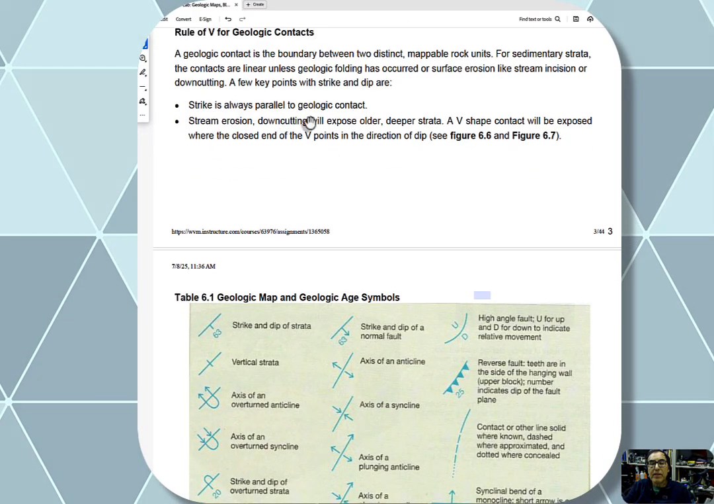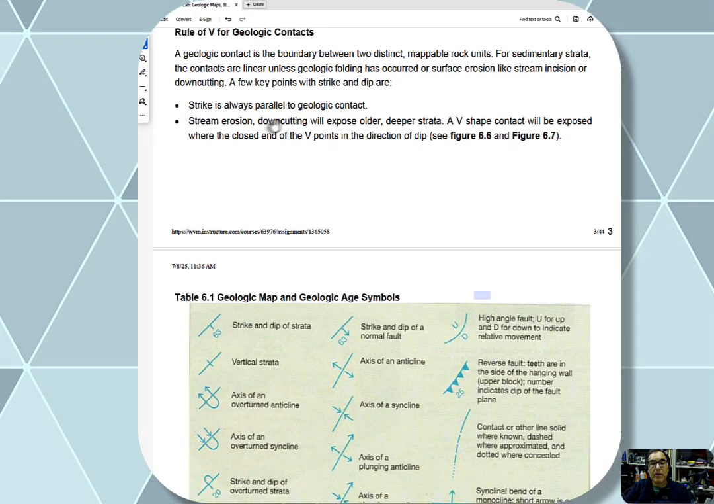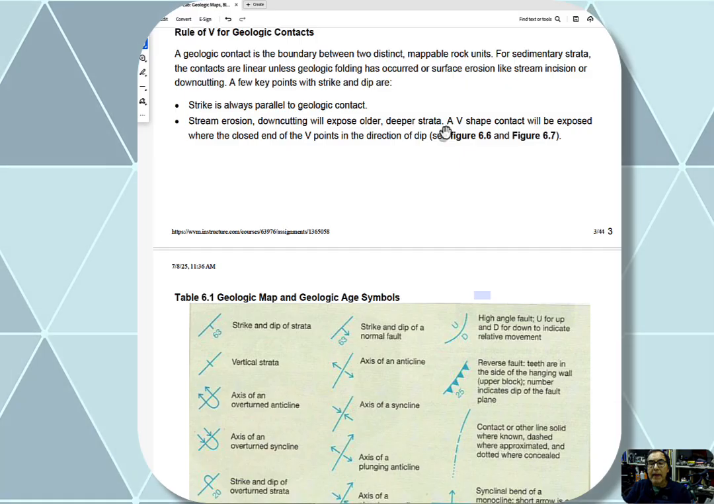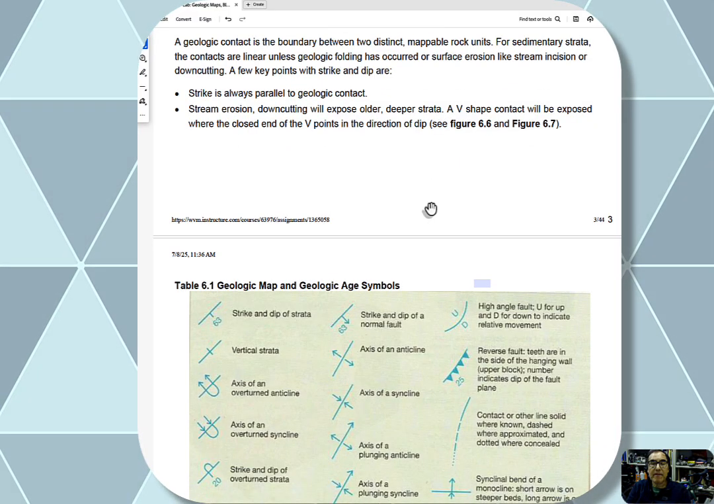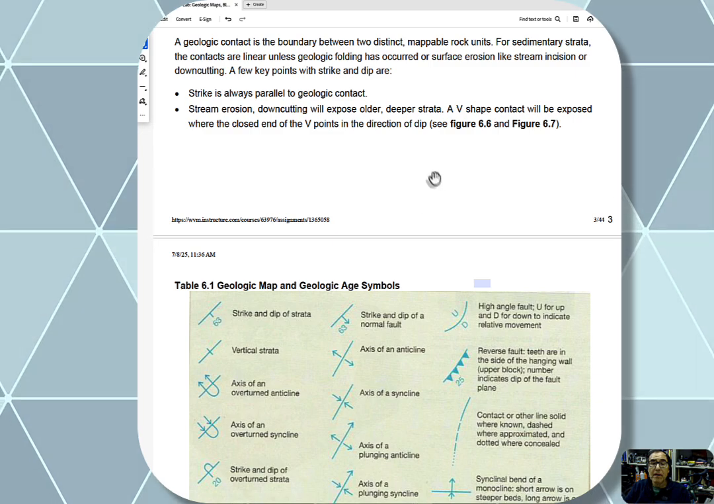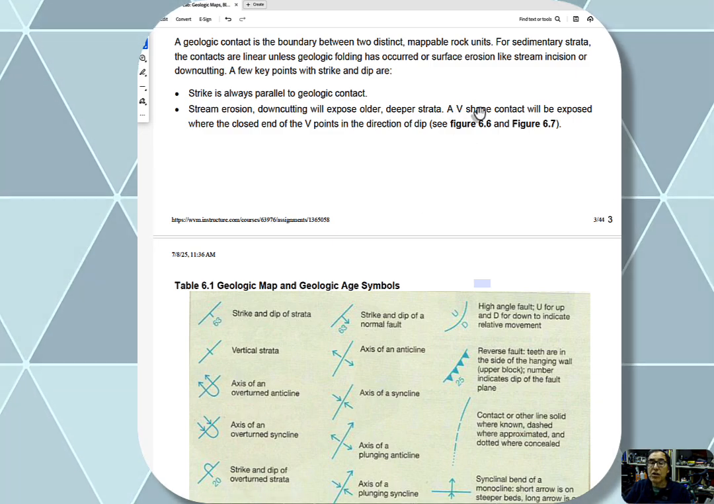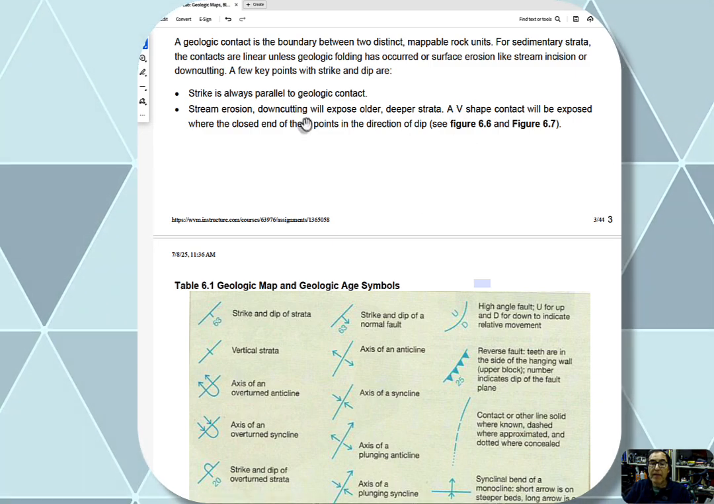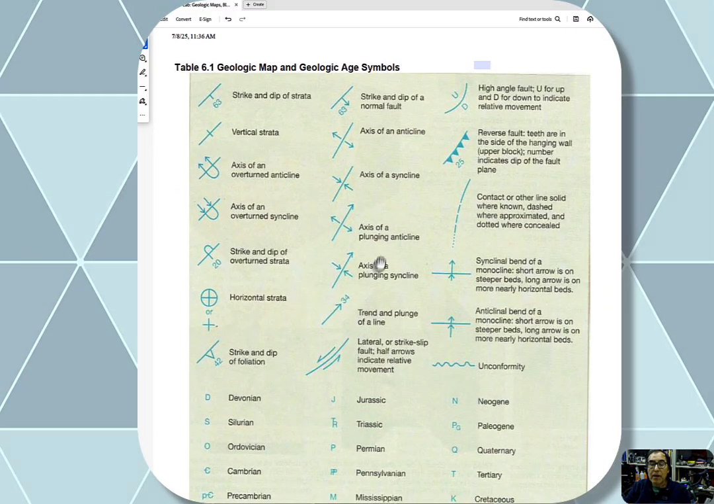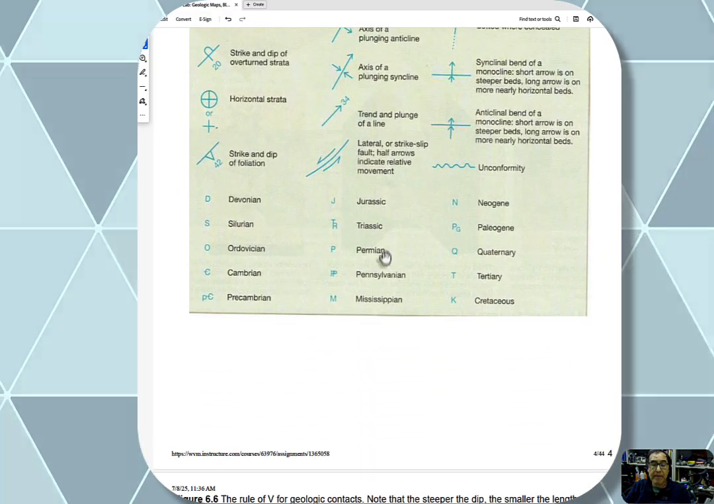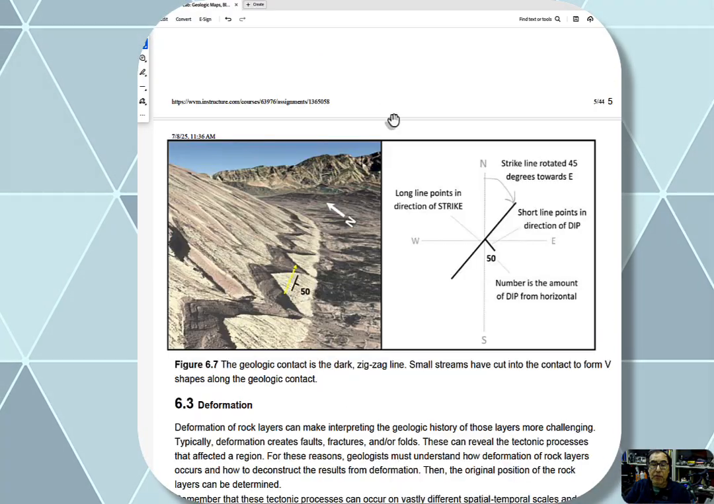And actually, one important thing we talk about here is this rule of V's. Whenever a stream valley cuts into a geologic contact, you're going to get a characteristic V shape that will form. And that closed end of the V always points in the direction of dip, right? Because some maps will not give you the dip direction here, right?